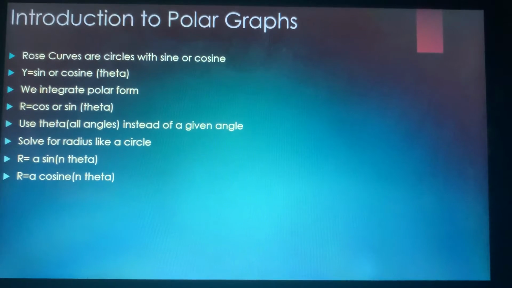So it's like solving for the radius of a circle. You input a theta and you output a radius. So you'd get r equals the sine of theta. However, as we know from circles, and sine and cosine equations, we have to have a stretch factor, which is a, and something involving the period or frequency, which is n. So our final equation is r equals a sine or cosine of n theta.